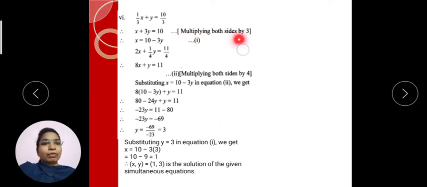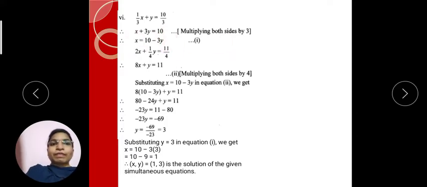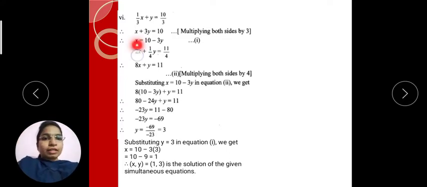Now listen, multiplying both sides by 3. After multiplying the equation by 3, what will you get here? x, because 1 by 3 into 3 is 1, so 1 by 3 x becomes x. Now y into 3, 3y. And 10 by 3 multiplied by 3 is 10. So what is the equation? x plus 3y is equal to 10. Now isolate this equation because x has a coefficient 1. For isolation, x is equal to 10, just shift this 3y to the right side, so 10 minus 3y.